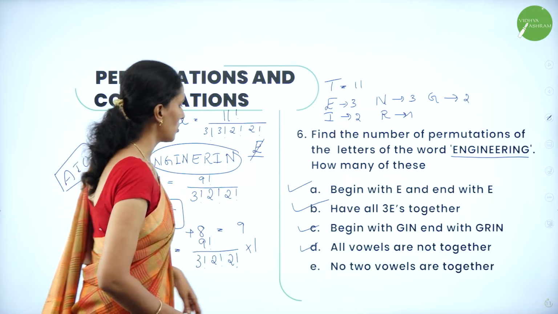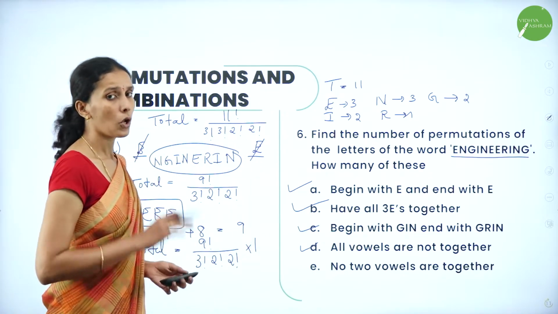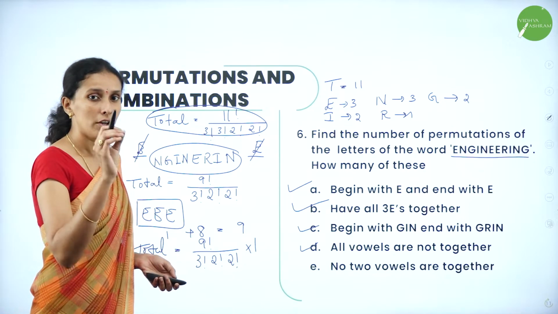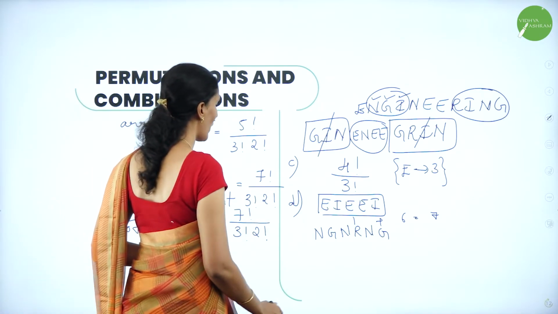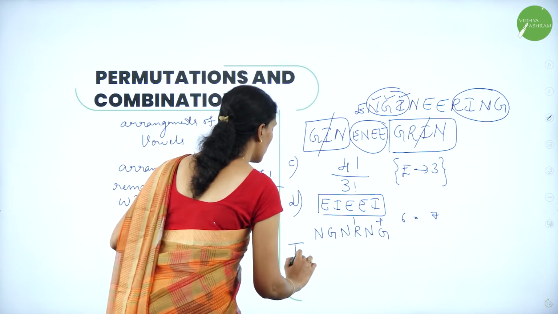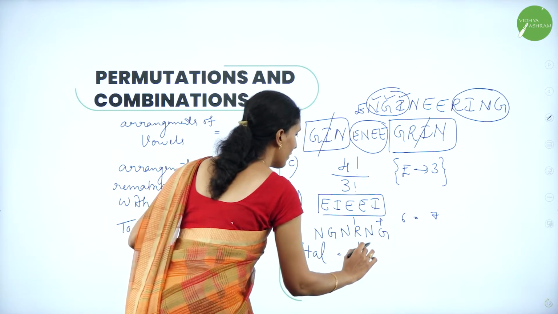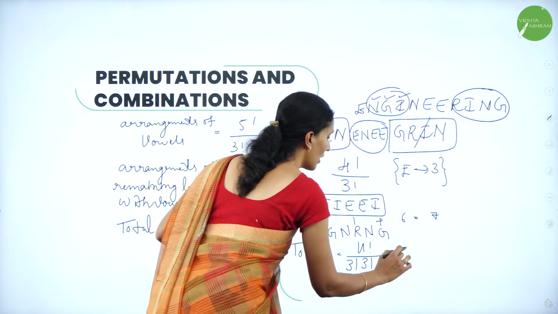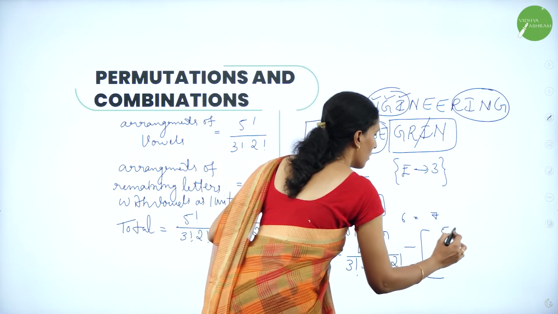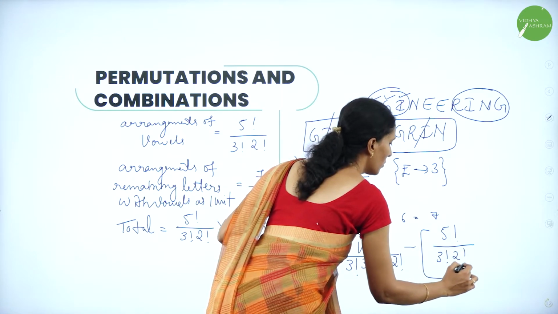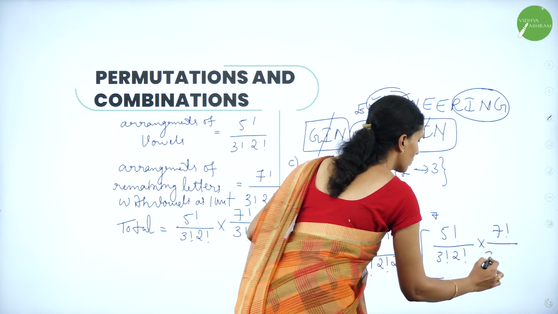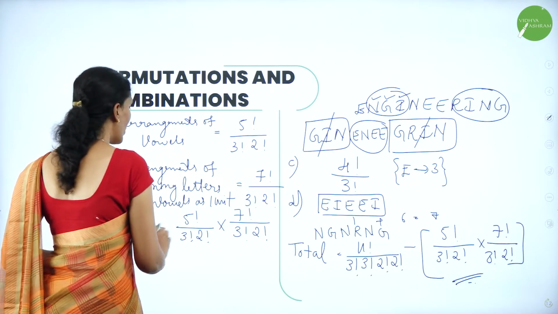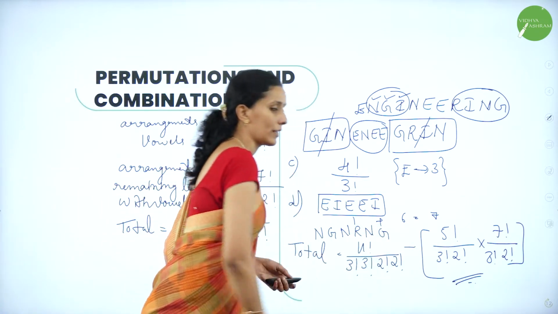Okay, but what is my question? All vowels are not together. Not together means I know my total ways here. Subtract them with all the vowels together. So therefore, my final answer for this question will be 11 factorial divided by 3 factorial, 3 factorial, 2 factorial, 2 factorial minus 5 factorial by 3 factorial into 2 factorial into 7 factorial by 3 factorial into 2 factorial. So this is my answer. Okay, here vowels occur together. This is vowels do not occur together.